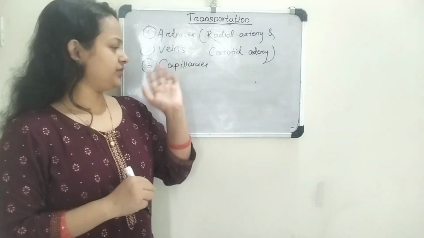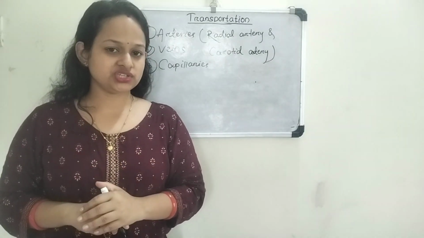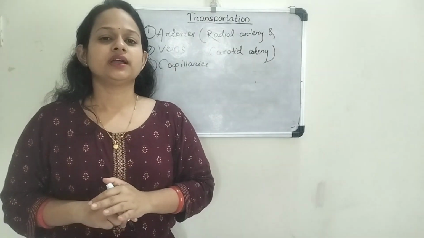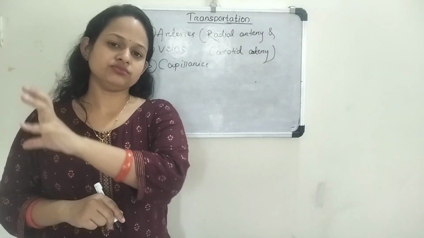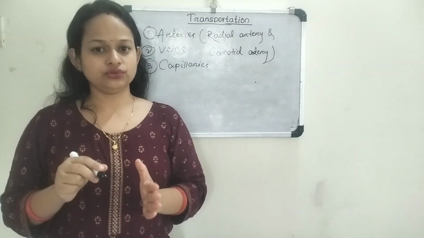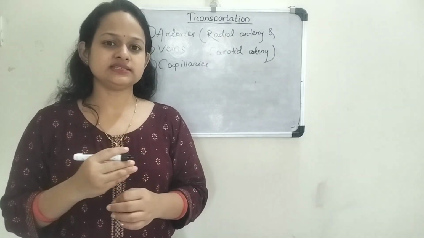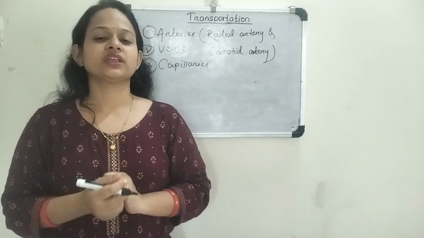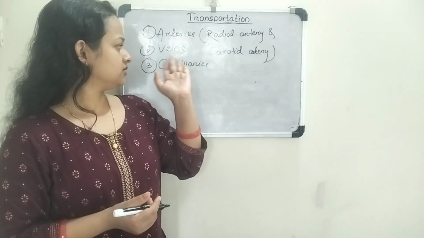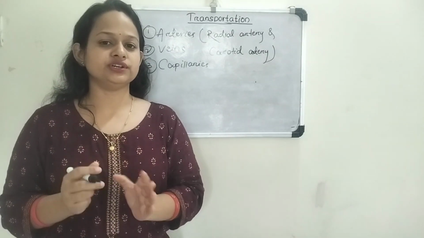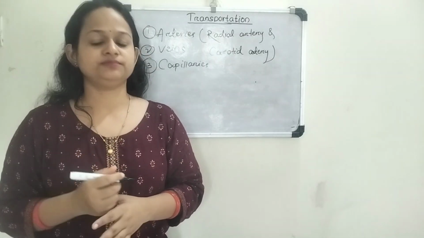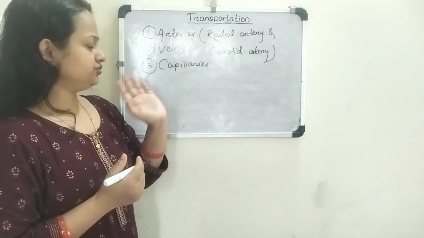Then we come to the veins. Veins are superficially present and are thinner than arteries, and they carry substances from different body parts to the heart. So the flow in veins is from the body to the heart, and there are valves present in between the veins to prevent the backflow of substances in the backward direction. Then we come to the capillaries.